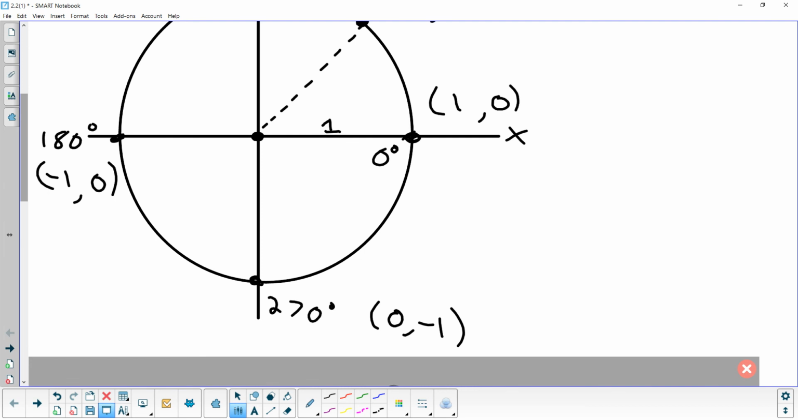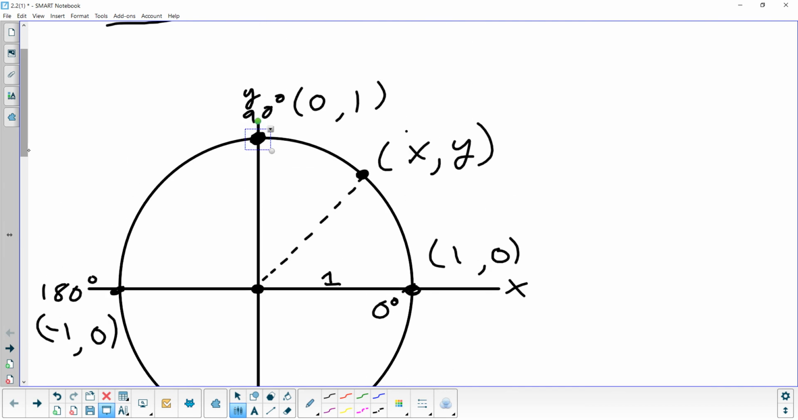The important thing here is each coordinate has 2 numbers. What does the first number represent? It's your x. Yep, that's your x. And the second number is your y. So you could name any angle you want. We did 0, 90, 180, and 270 because those are the easiest. But we could pick any angle we want, put a point on the circle, and find the coordinates for that point. And that's what we have to do pretty much the whole week: find the coordinates for a point.